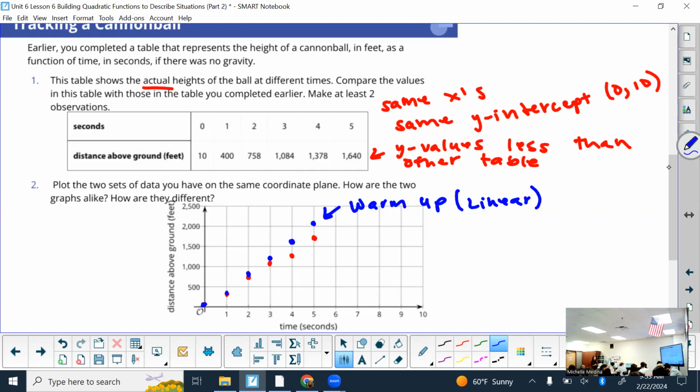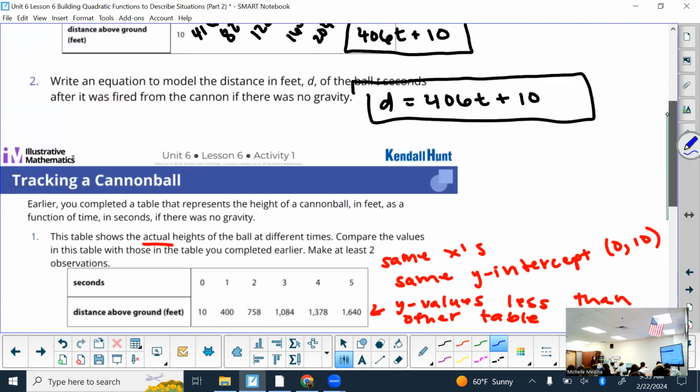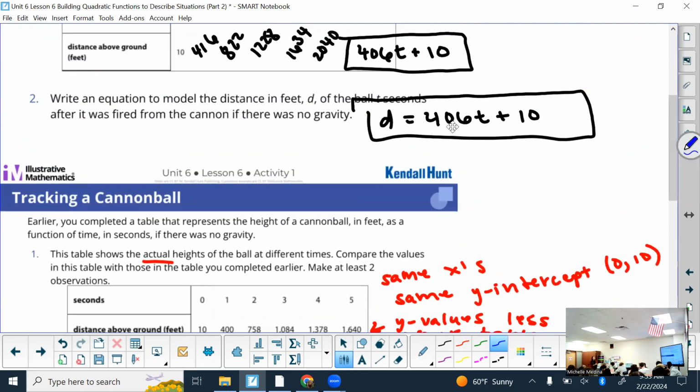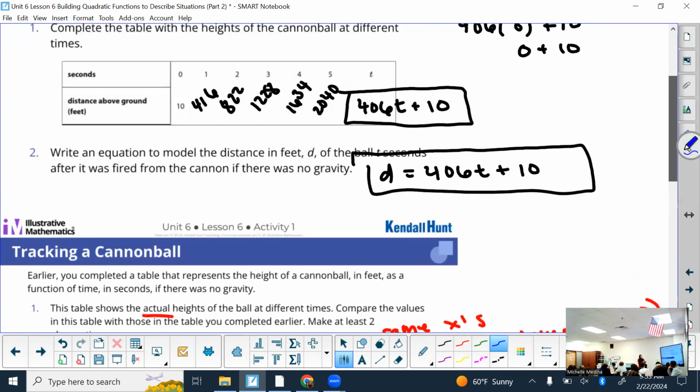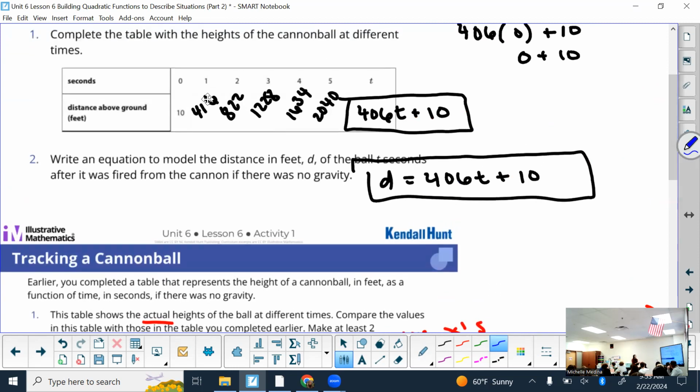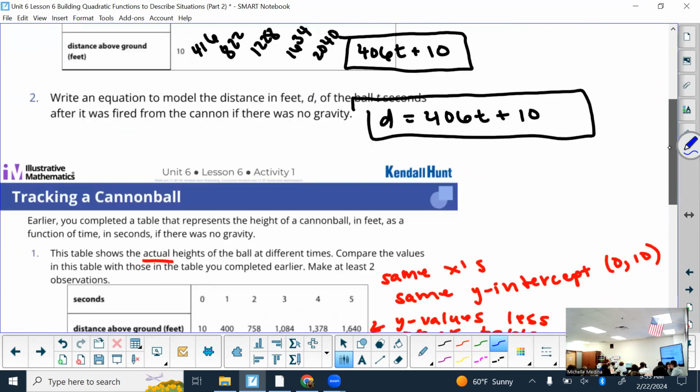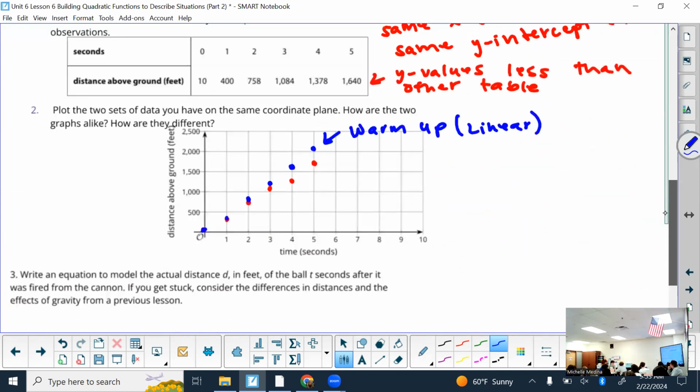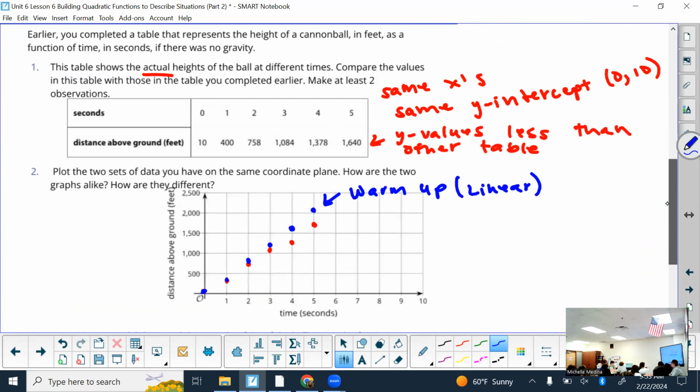Because when I go back and look at the equation, it's in the form y equals mx plus b. It doesn't have a t squared because in that situation, there was no gravity. And when you look at the table, it does increase by the same amount, which is 460. So that's why it's linear. Can anyone tell what the red data is shaped like? Would you say that it's exponential? Could it be quadratic?